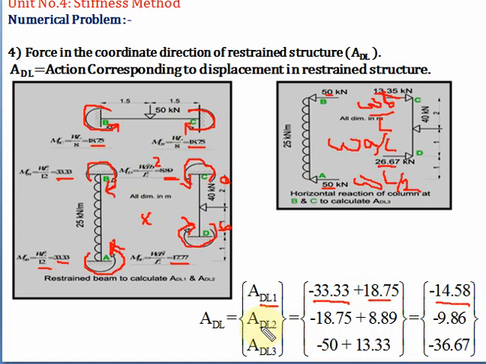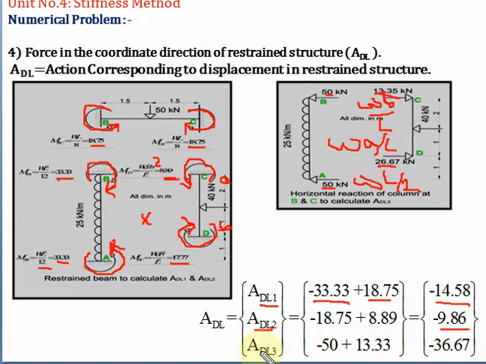Now ΔDL2 is due to what? Rotation at C. So at joint C, there are two moments. One is what? CB. Another one is what? CD. So what is the fixed moment in member CB? It is acting in clockwise direction, so minus. And what is the value? 18.75. And in member CD, what is the moment? It is 8.89, acting in anti-clockwise direction. So minus 18.75 plus 8.89, the value is minus 9.86.